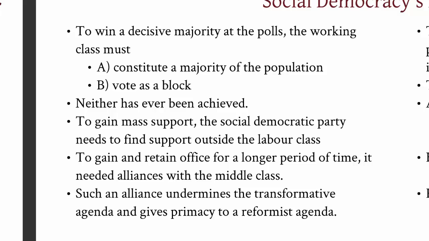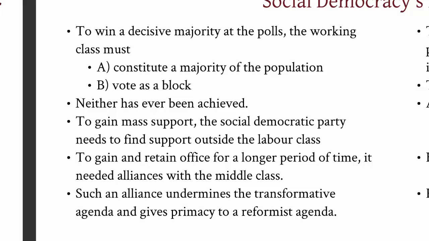However, as Przeworski points out, neither of these has ever been achieved. First of all, the working class has never been over 50% of the population. We can talk about working class, middle class, upper class, and the people who would commonly be seen as the working class, and even between working class and peasant class, and so on and so forth. So this clear idea of 50% plus one working class has never occurred.